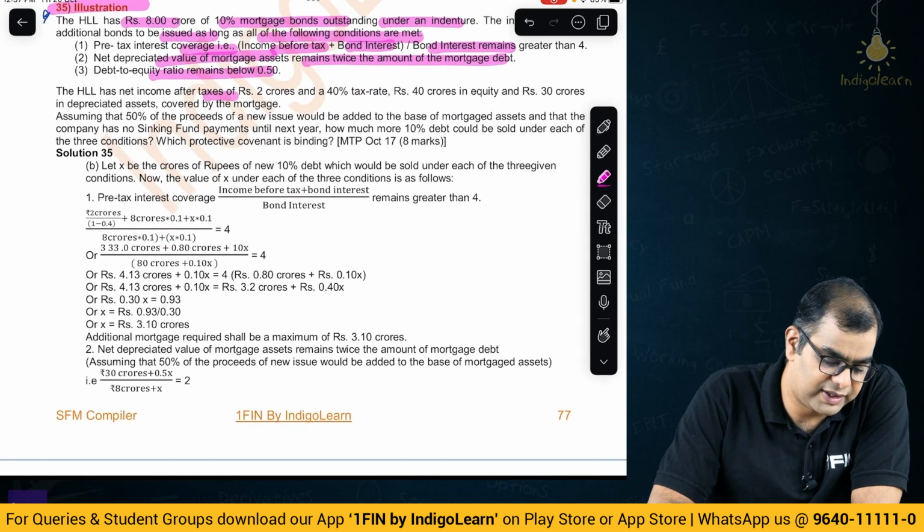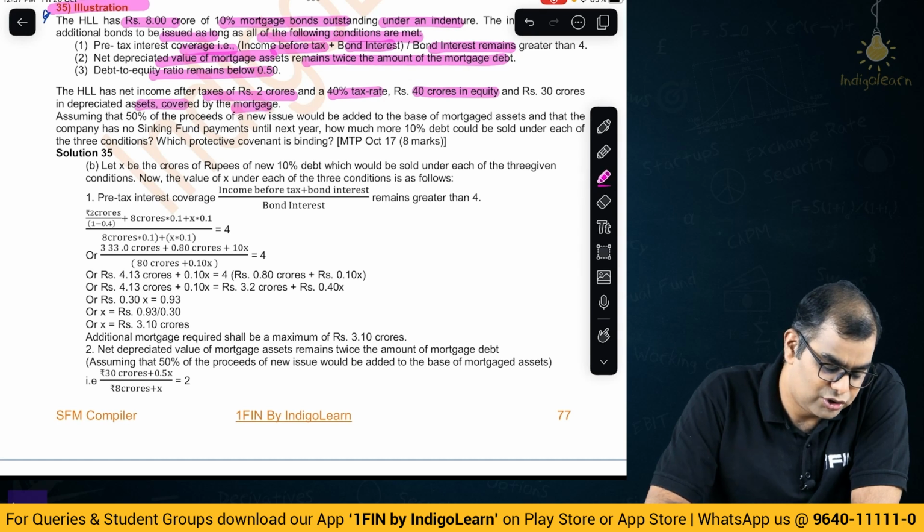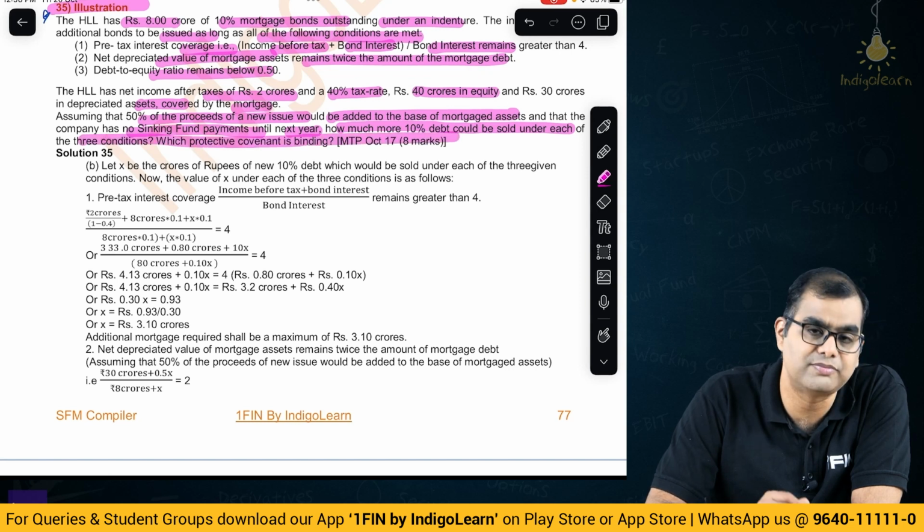HLL has net income after taxes of 2 crores and a 40% tax rate, 40 crores in equity, and 30 crores in depreciated assets covered by the mortgage. Assuming that 50% of the proceeds of the new issue would be added to the base of the mortgaged assets, and if the company has no sinking fund payments until next year, how much more 10% debt could be sold under each of the 3 conditions, and which protective covenant is binding?